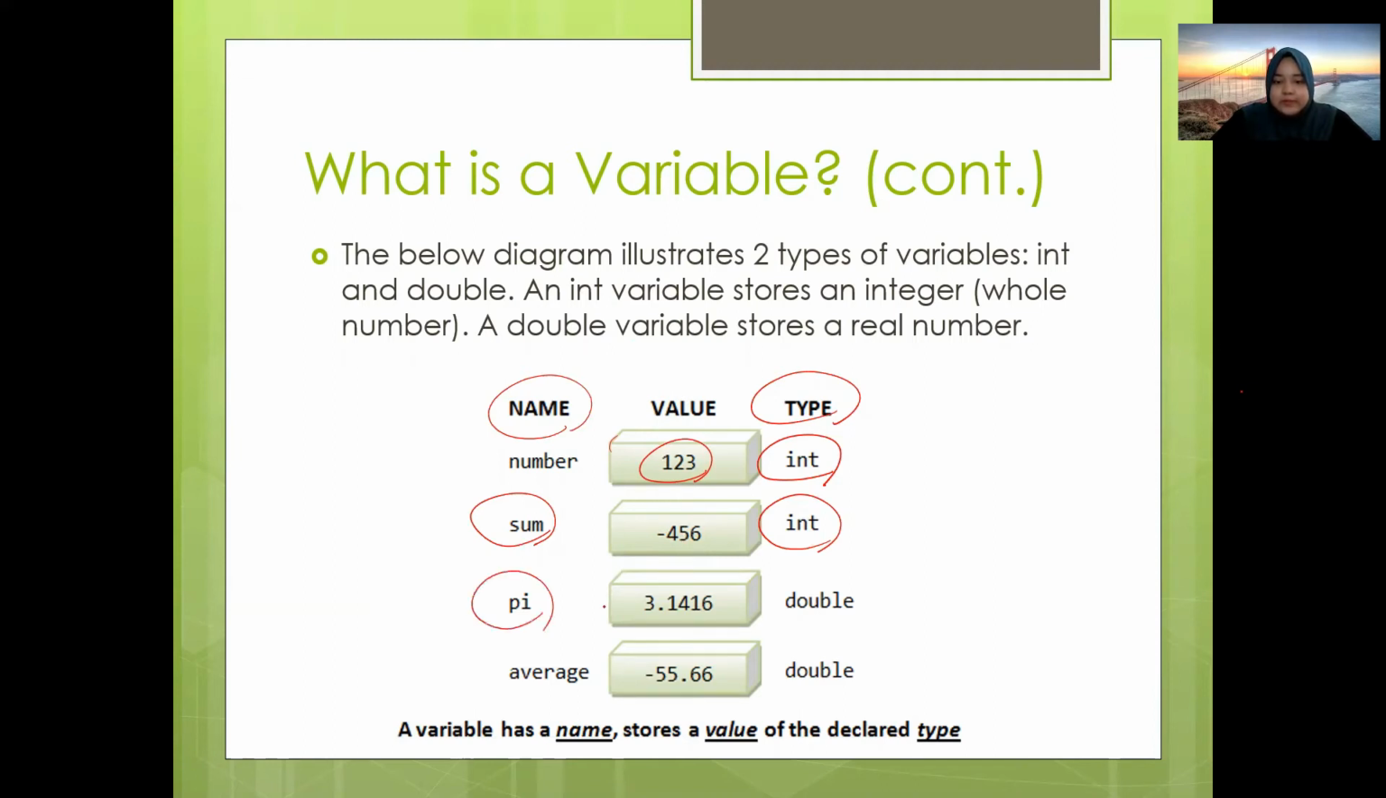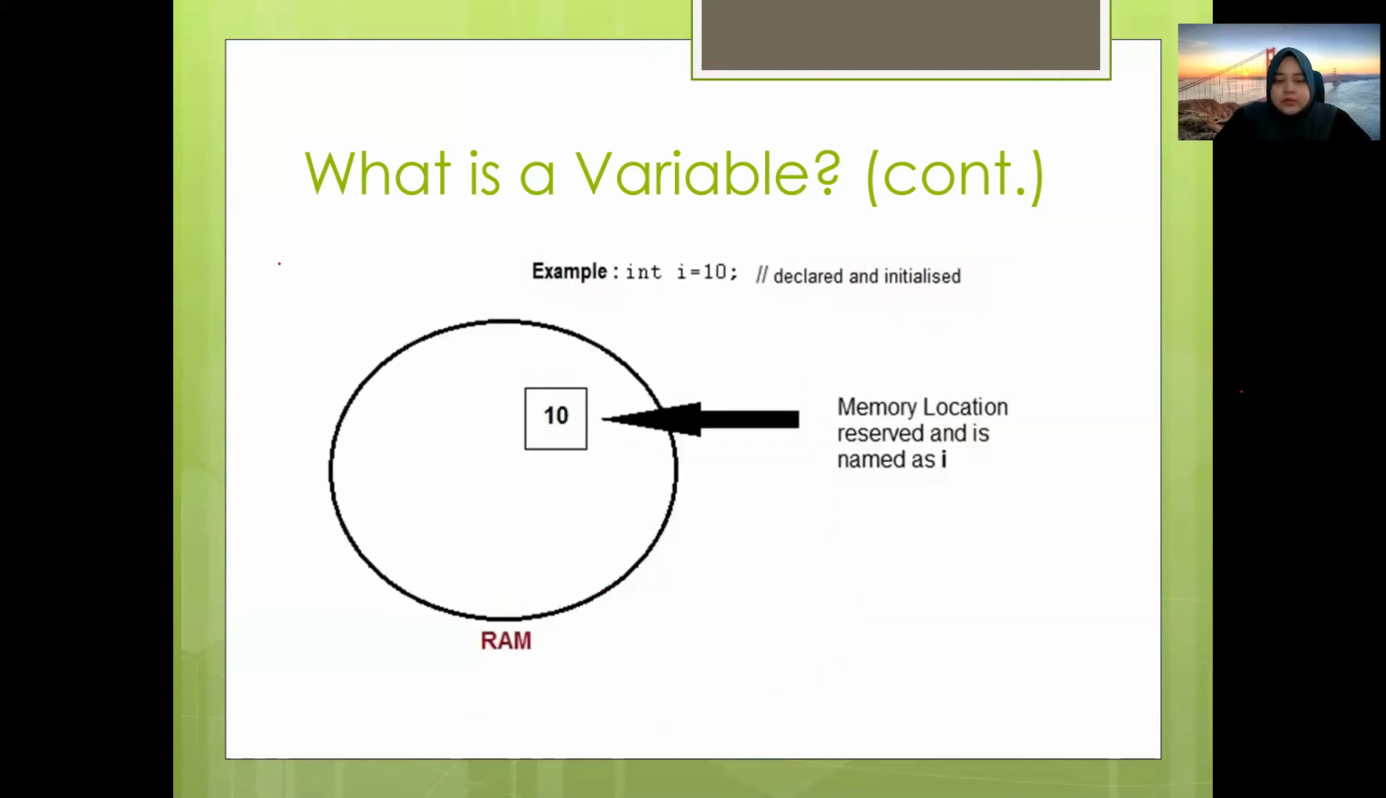Okay, for the pi, we have 3.1416. We need to declare it as a double. Why do we need to declare it as a double? Because we want to store the floating point, the decimal point value. Average also we declare as a double because -55 we have the decimal point. So remember, a variable has a name and stores a value of the declared type. Okay, so this is how we declare and initialize our variable.